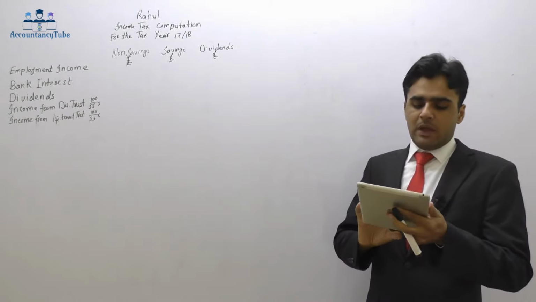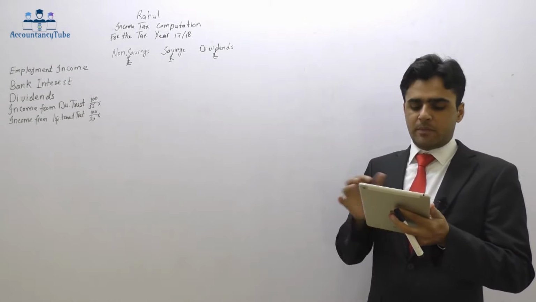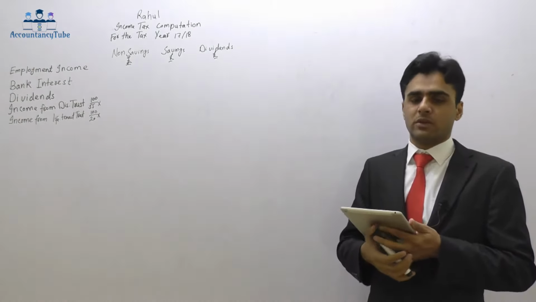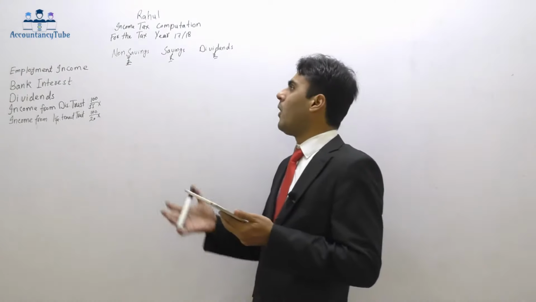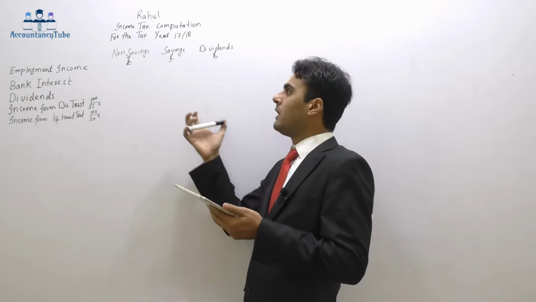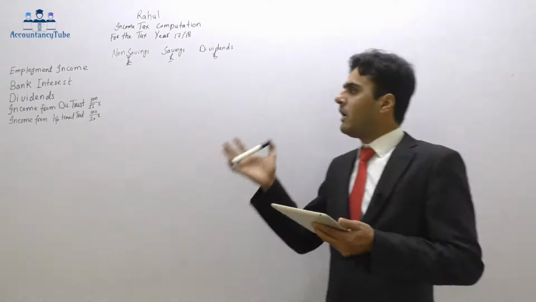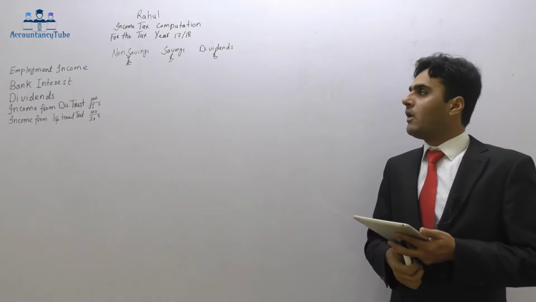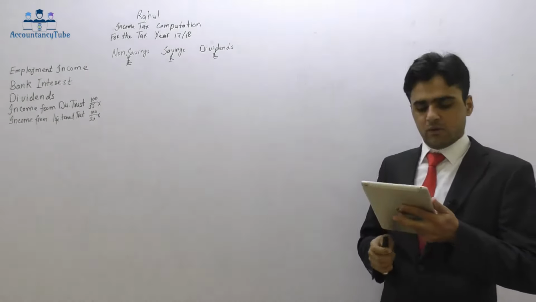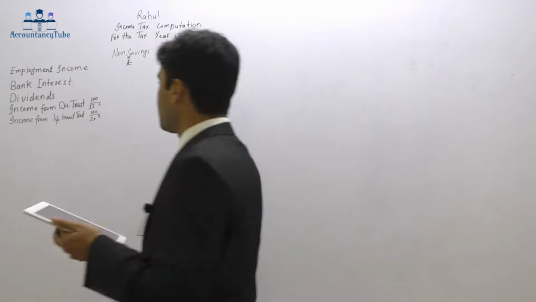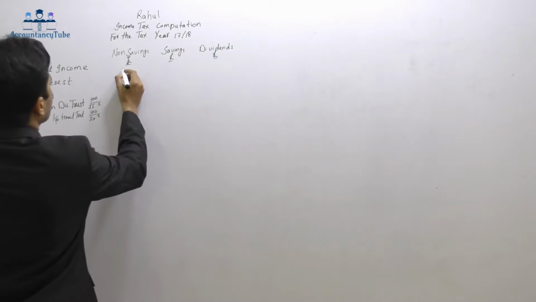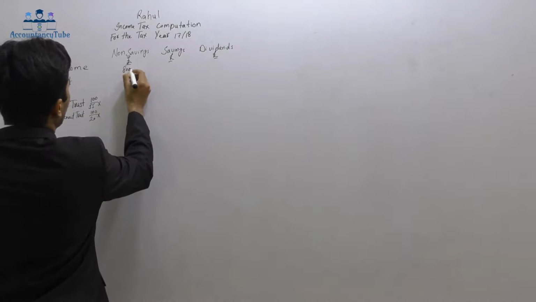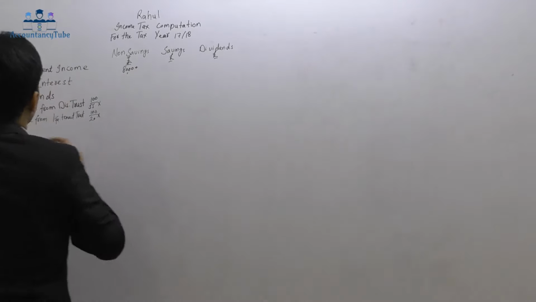So first of all, employment income. Now where will the employment income go? Non-savings, savings or dividend? Yeah, you are right. Only dividend will go into the dividend, interest income will go into the savings, the rest of the stuff, whichever it is, will go straight into the non-savings. So employment income into the non-savings. How much is it? £80,000. So that is into the non-savings income, £80,000.